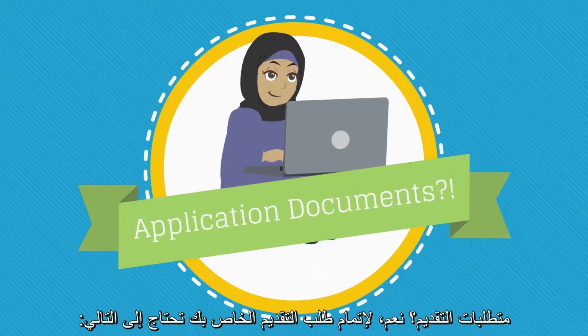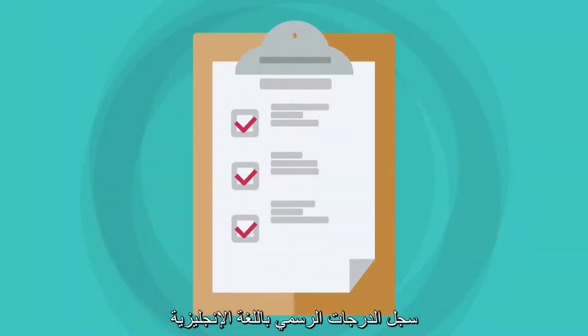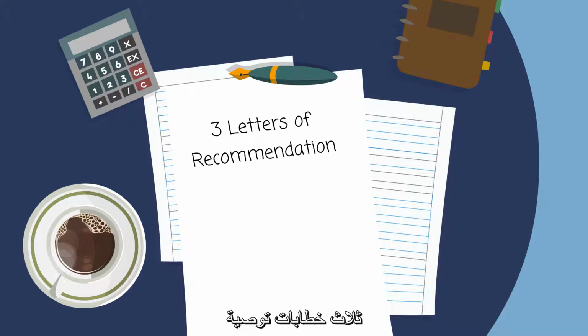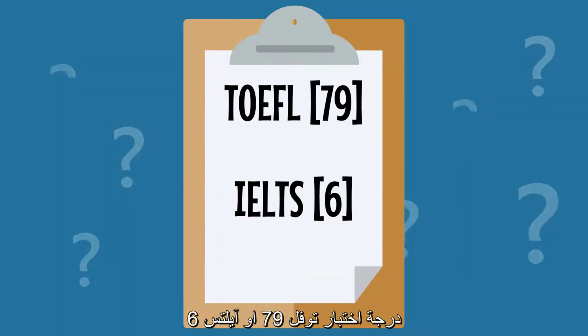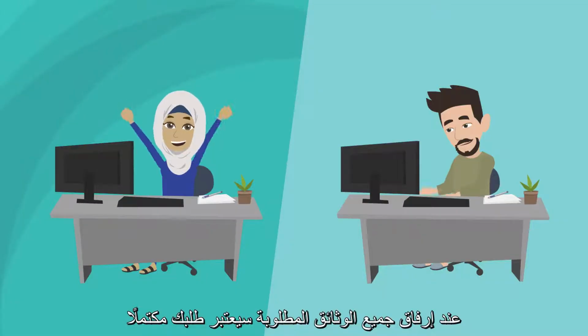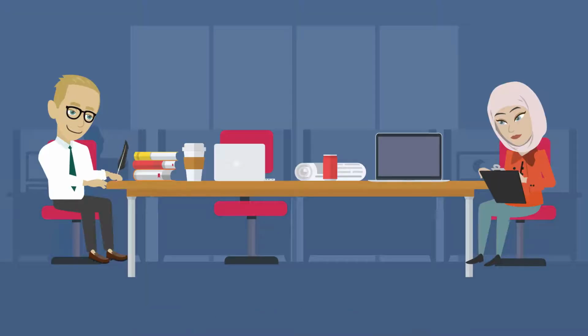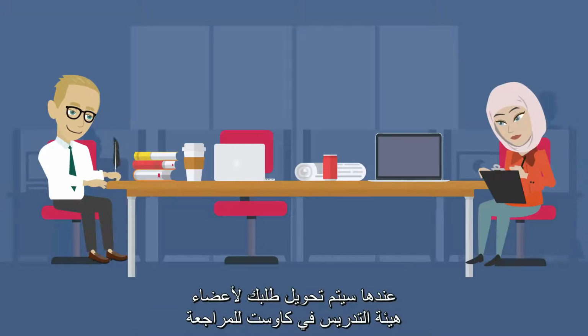Application documents? Yes. To complete the KAUST application, you need the following: official university transcripts in English, 3 letters of recommendation, statement of purpose, CV, TOEFL or IELTS scores. Once you have these documents submitted, your application will be considered complete and forwarded to our KAUST faculty for review.